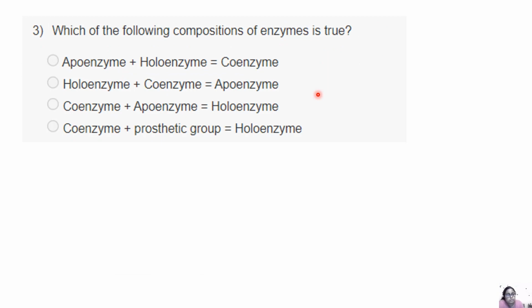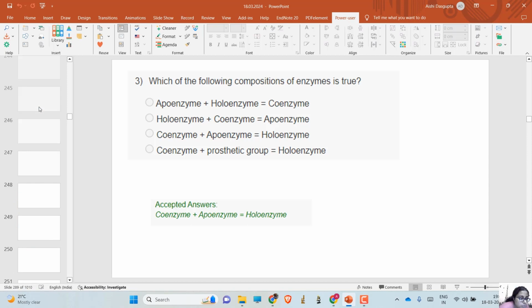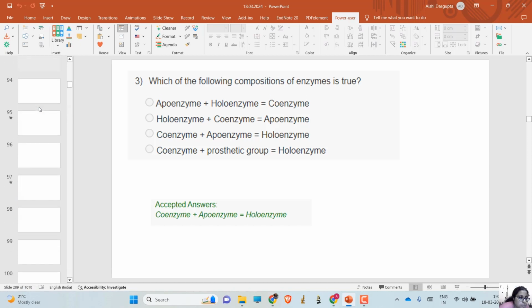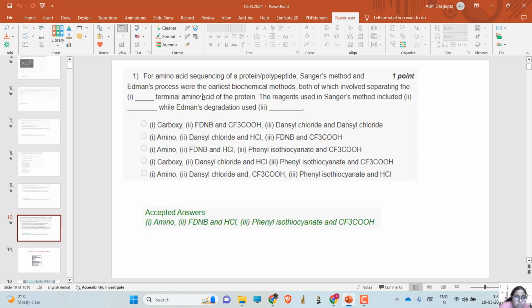Next, that was the question that we started with, and we have already discussed the question. I'll go back to the question once so that we can recapitulate whatever we learned. So for amino acid sequencing of protein or polypeptide, Sanger's method and Edman's process are the early biochemical methods, both of which involve separating the terminal amino acids of the proteins. The reagents used in Sanger's method included FDNB and HCl, and for Edman degradation it would include phenyl isothiocyanate and CH3COOH.